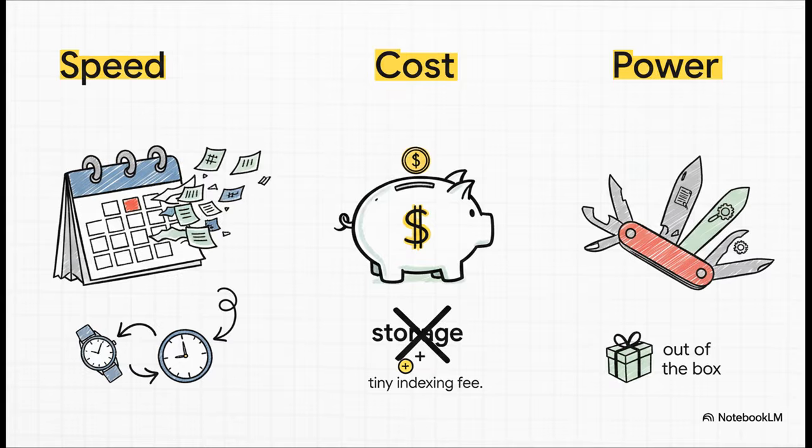Second, and this is critical, is the cost. The data storage itself, it's completely free. You only pay a tiny one-time fee for the indexing and then just the standard rates for the API calls. This makes it accessible to everyone, from solo developers to startups, not just giant corporations. And third, you don't sacrifice any power. This tool supports dozens of file types and even gives you automatic citations right out of the box, so your AI can always show its work.